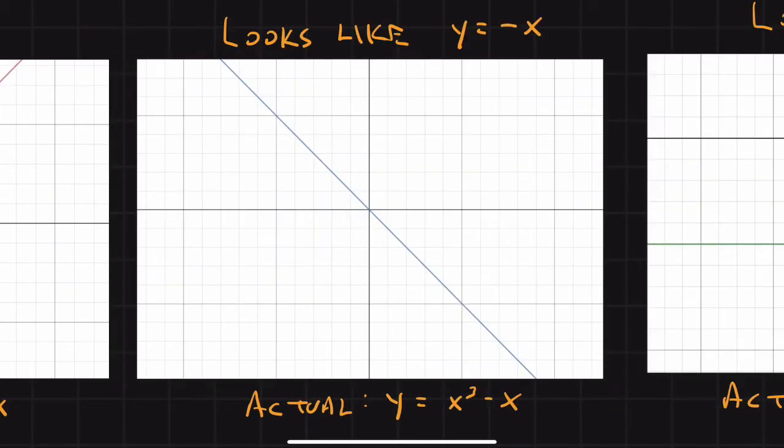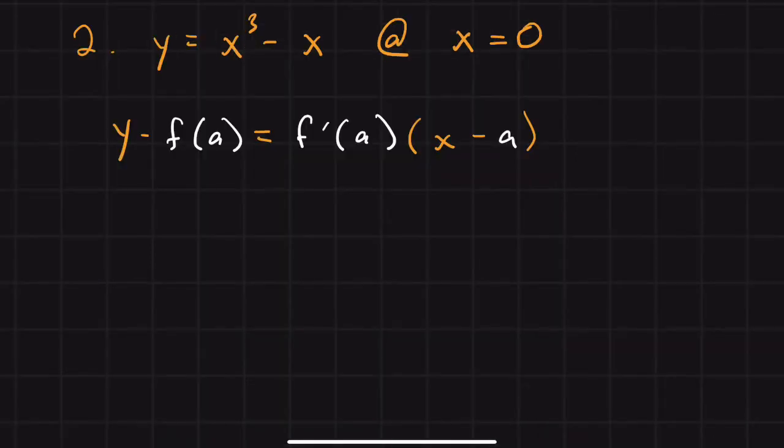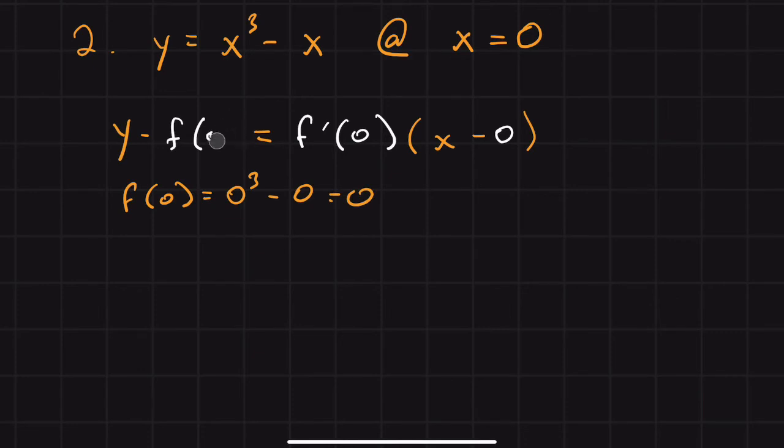Next, let's find the linearization of y equals x cubed minus x. If we do everything right, it should be y equals negative x. Since we're finding the linearization, let's start with the point-slope formula. Y minus f of a equals f prime of a, x minus a. In this case, our a is equal to 0, so I'll replace all the a's with zeros. I need to find f of 0, so we substitute 0 into the y equation. 0 cubed minus 0 is equal to 0. So replace the f of 0 with a 0.